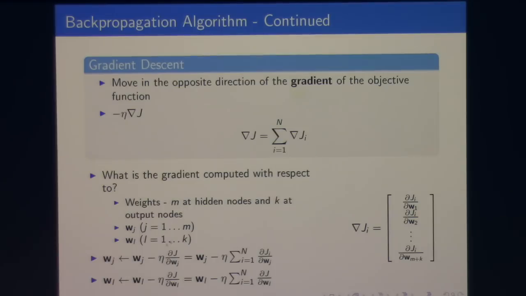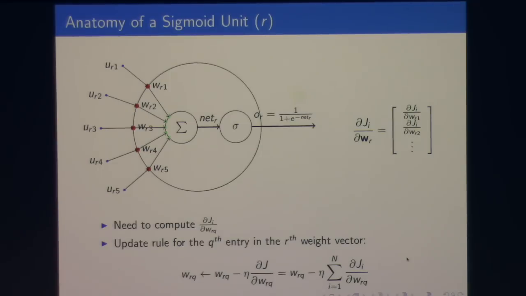So this I already talked about, right? Every weight entry will get updated based on the gradient, and the gradient will be with respect to each one of these weight vectors, and then within each weight vector it will be with respect to each entry inside the weight vector. Okay. All right. So now let's look at a hidden unit.